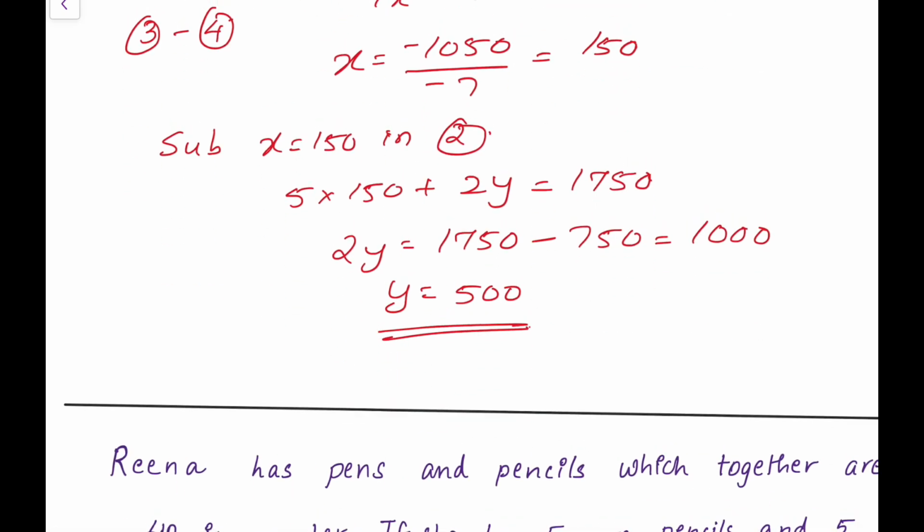So we will write it down. Cost of one chair equal to rupees 150. Cost of one table is rupees 500.